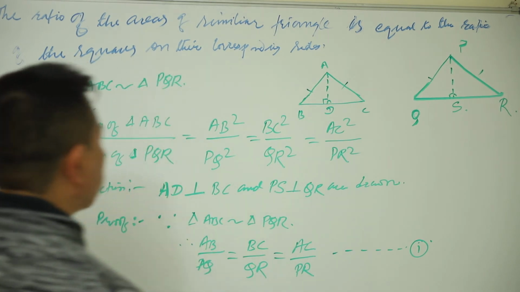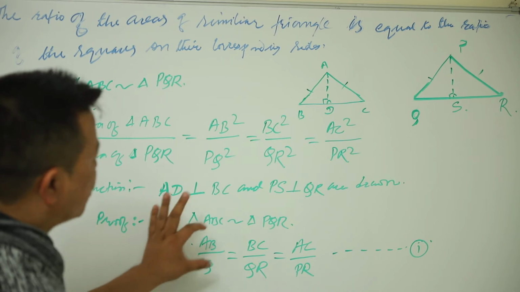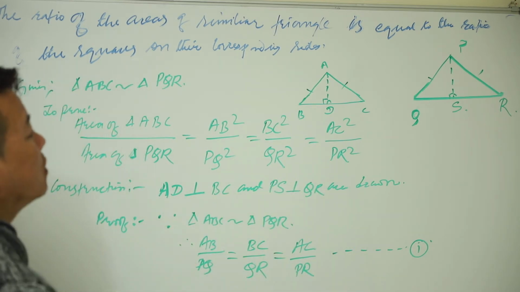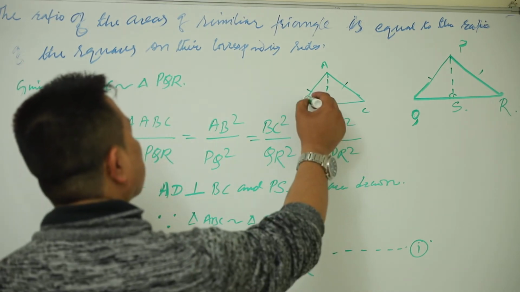Now, not only is the ratio of corresponding sides equal, but their corresponding angles are also equal. So what is the corresponding angle of angle B?